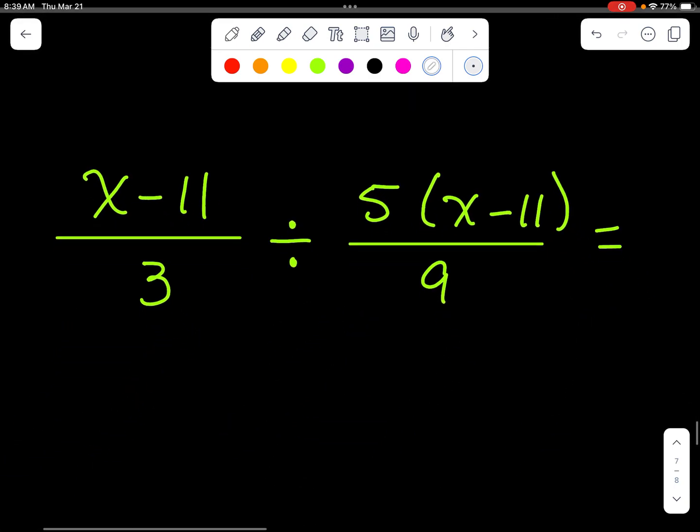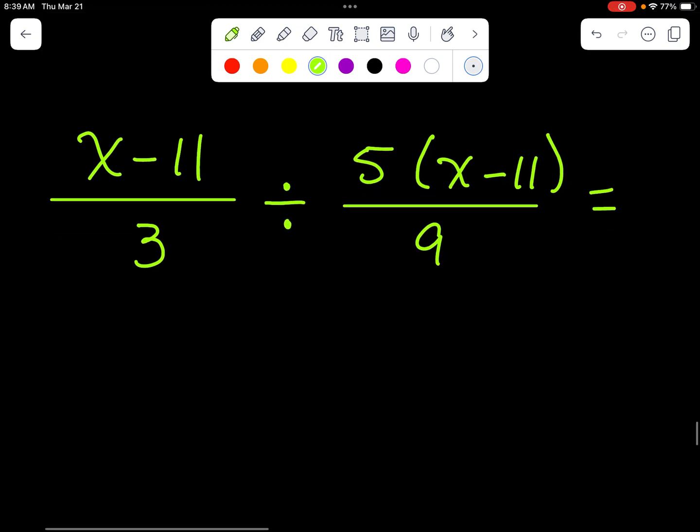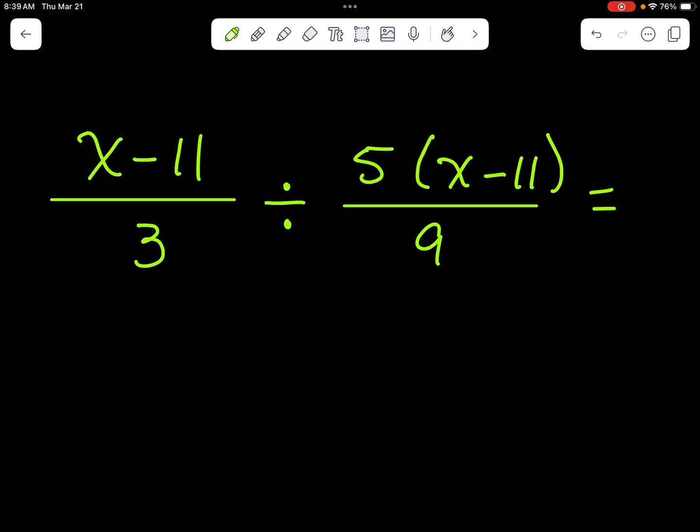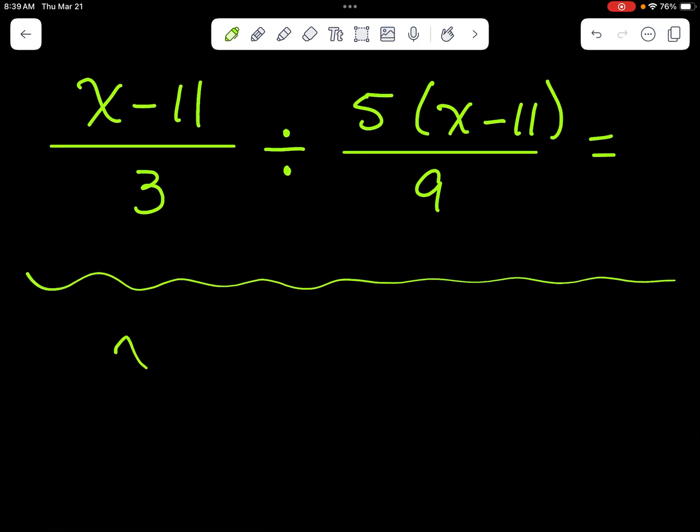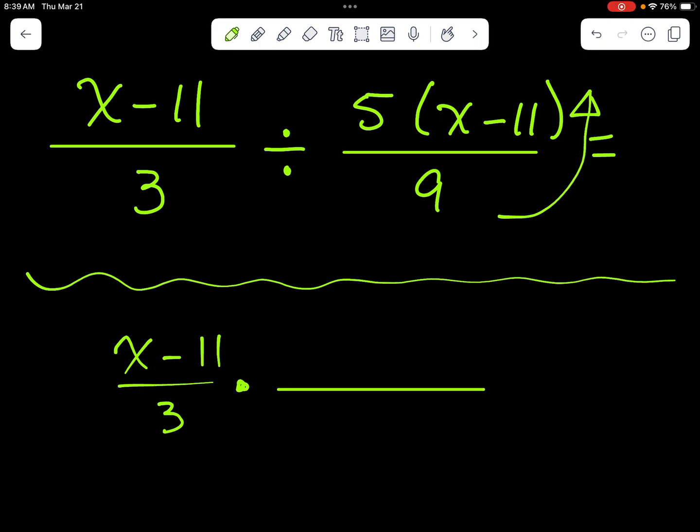Let's look at a little bit more complex problem here. Again, the method stays the same. We're going to keep the first fraction like we have it. So we have x minus 11 divided by 3. Change it to multiplication. When you do that, that allows us to use the reciprocal. That means we are flipping that last fraction upside down.